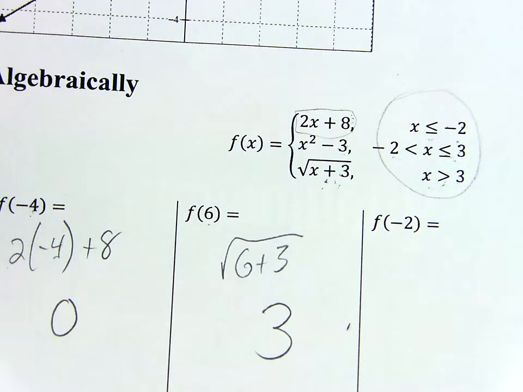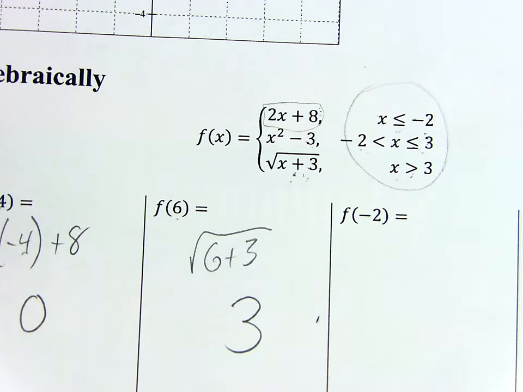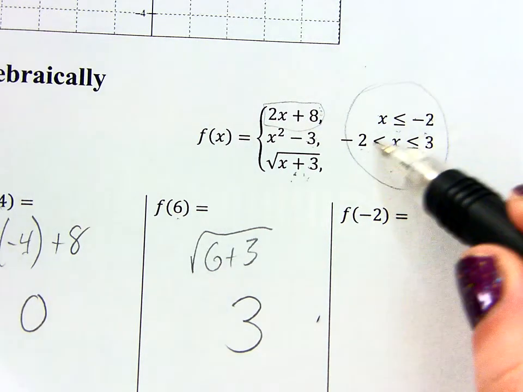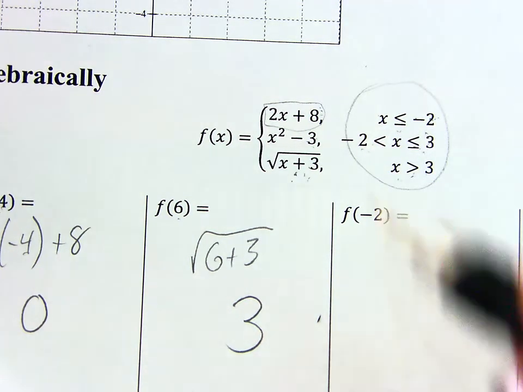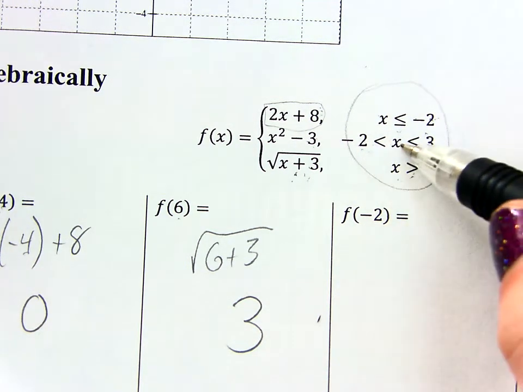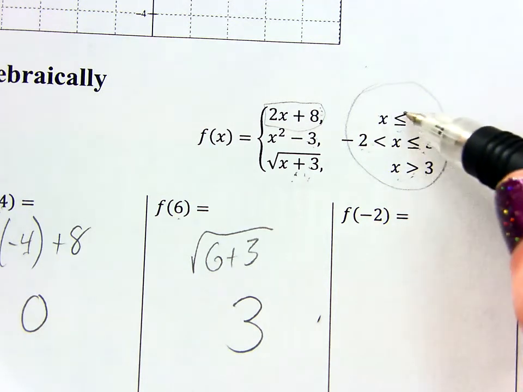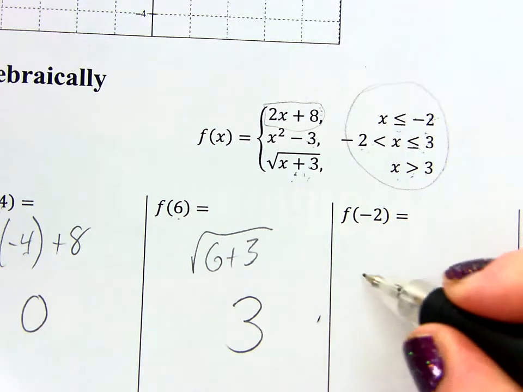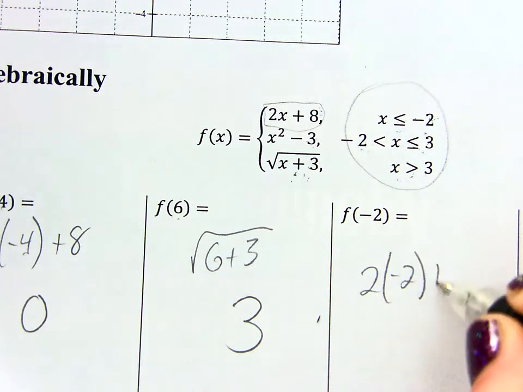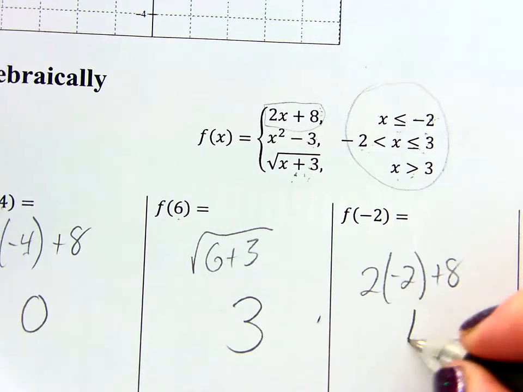Ooh, the next one's tricky though. You say top, but I see negative 2 twice. Yeah, but the middle one's just less than. That's right. The x has to be greater than negative 2. It can't be equal to. Here, I have less than or equal to, so I'm going to plug it into the top. So 2 times negative 2 plus 8. What's that, 4?